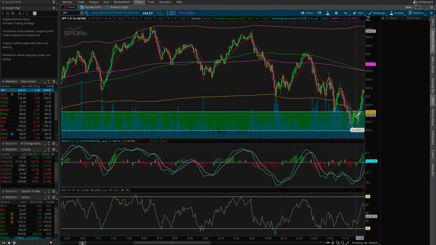So if you're in a demand zone and you want to go long, you set your stop below the zone. If you went long right here, and then this happened, you wouldn't sell because it hasn't gone below the zone. And then look what happens.